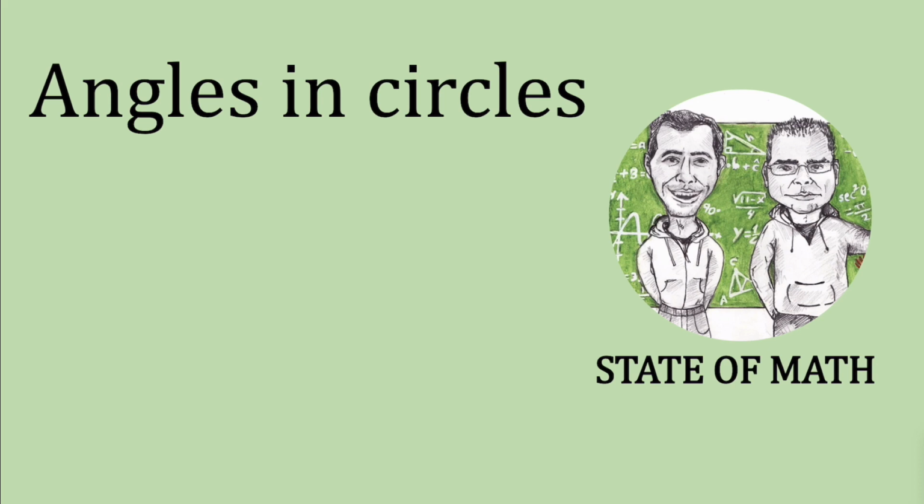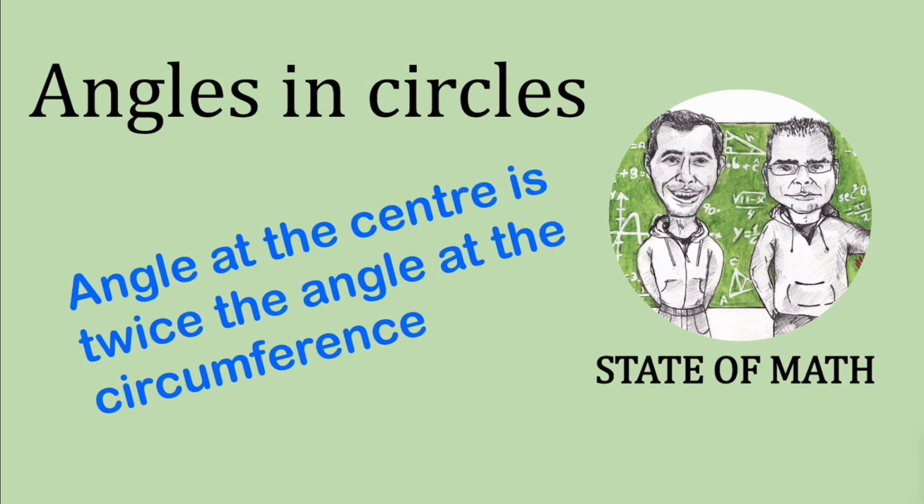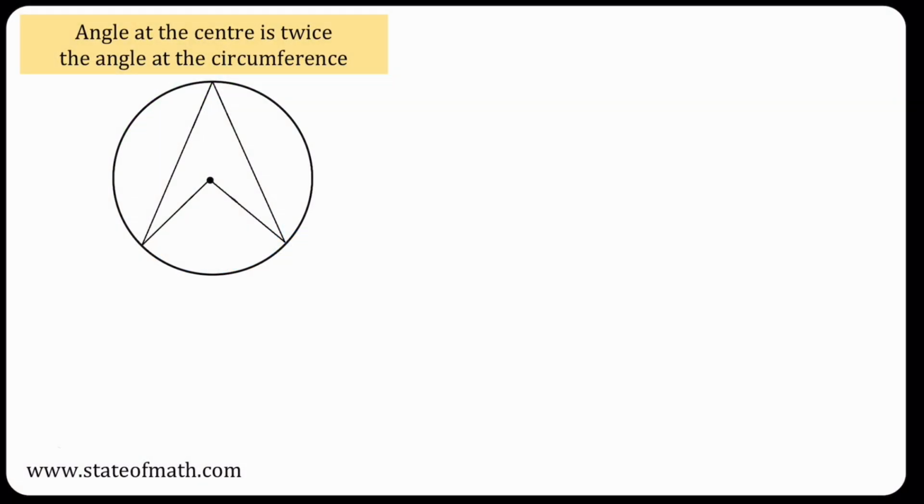In this video, we will be looking at angles in circles, and in particular, the fact that the angle at the center is twice the angle at the circumference. So suppose we've got a circle, there is an arc here at the bottom, which I will highlight in red, and this is subtending an angle of size theta at the circumference. Now what we are saying here is that the angle at the center is going to be twice the angle at the circumference. So in this case, the angle at the center is going to be 2 theta.